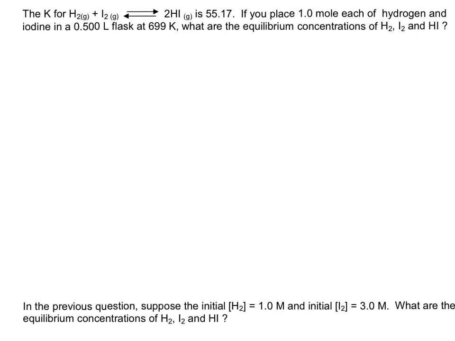So since it's an equilibrium problem, we're going to start with the KEQ expression. So KEQ is equal to the concentration of HI squared divided by the concentration of H2 times the concentration of I2. We are given that the equilibrium constant, the KEQ, is 55.17, and we're trying to find all the other concentrations.